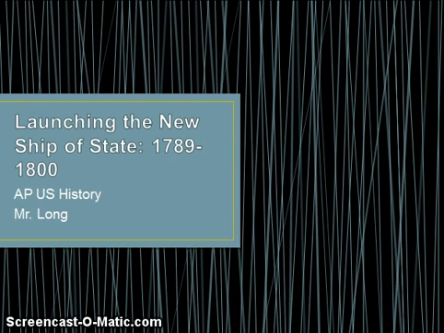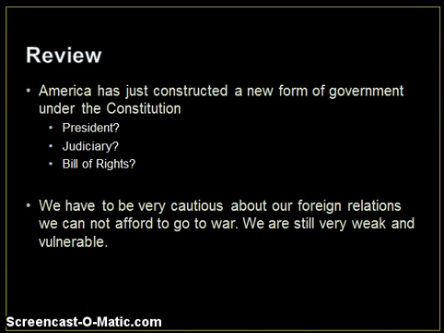Okay, in this lecture we're going to talk about Chapter 10 of American Pageant, launching the new ship of state, 1789 to 1800, just the development of our new nation. Real quickly, let's review. America has just constructed a new form of government under the Constitution. Remember, we have completely done away with the Articles of Confederation for this new, stronger central government.